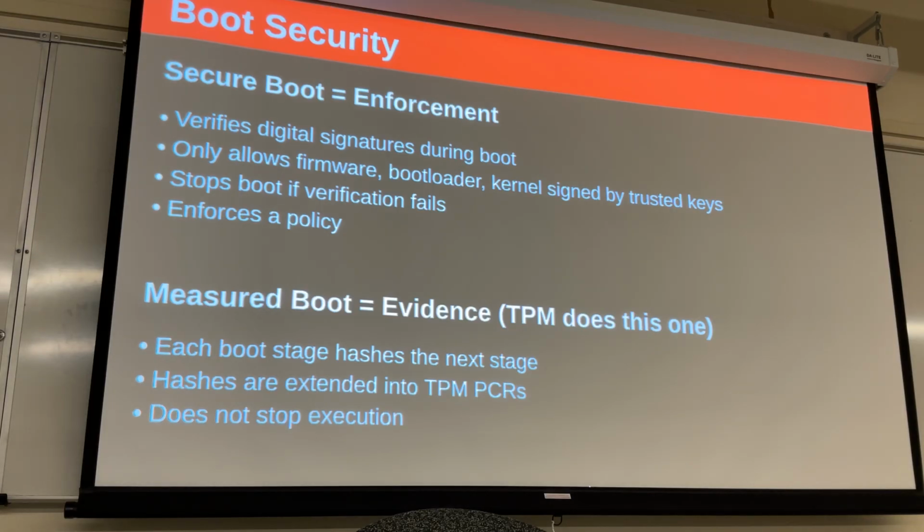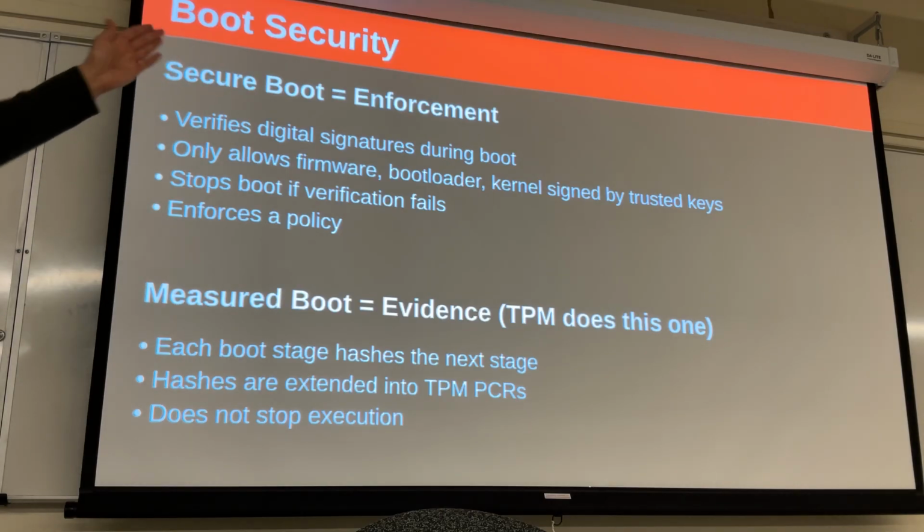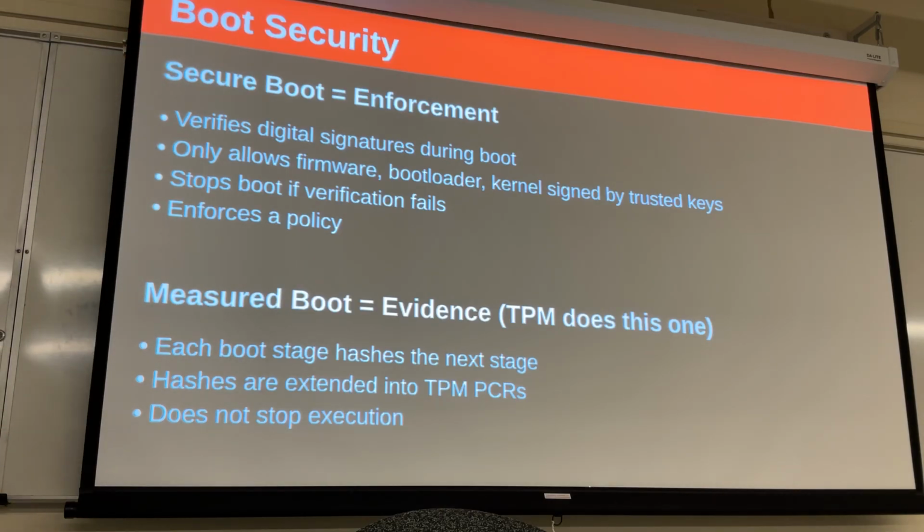Secure boot's pretty powerful. It has the power as it's booting up to stop the boot process and say, you know what, I'm done, this is an issue, and point out some error. The TPM does not have the ability to stop the boot process, and so it's a measured boot. It's a little bit different. It's enforcement versus evidence. Secure boot verifies the digital signatures during boot. It only allows firmware, bootloader, kernel signed by trusted keys, and it stops boot if verification fails. So it's enforcement. It says, hey, is this policy being met? If not, I'm going to take action.